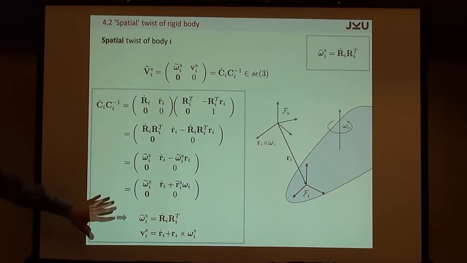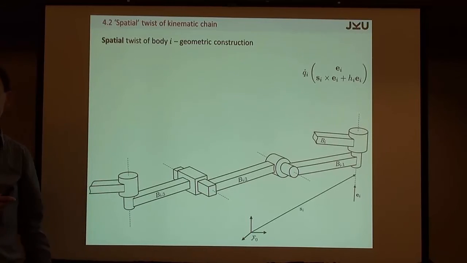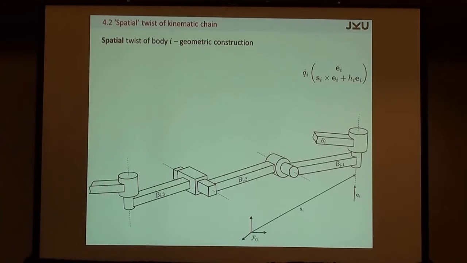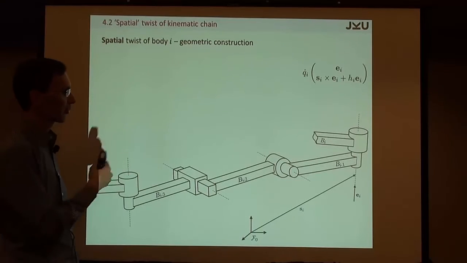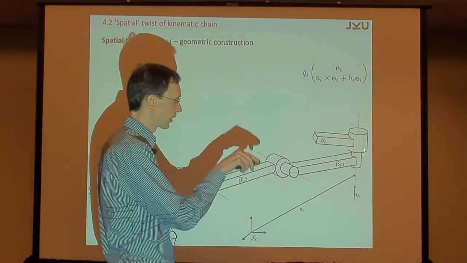Good. That was one body. What about now if we have a chain, a kinematic chain? Well, then we can have the same argument as we did before. So let's just look at what happens when we have one joint moving. So that one.